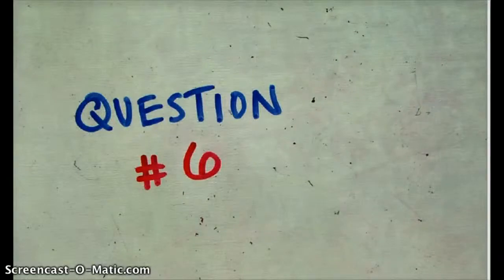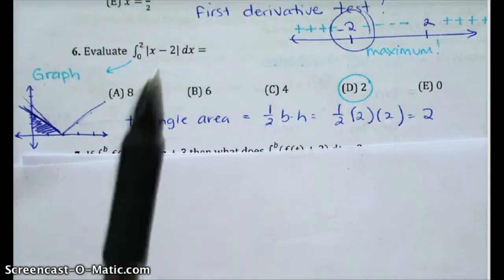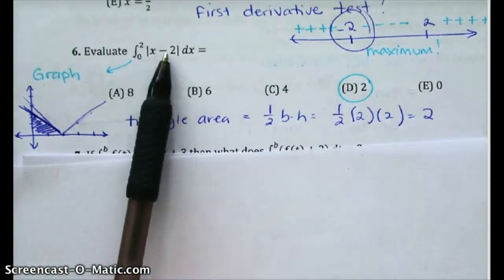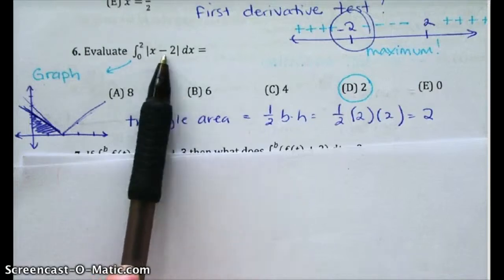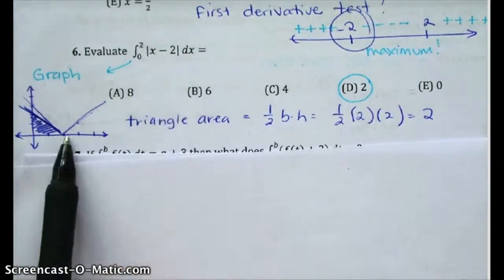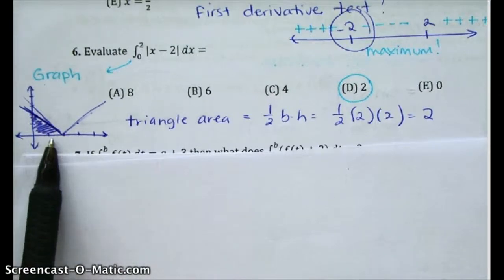Question number 6. In some ways, question 6 is really testing everything you learned before you got to calculus. In Algebra 2, you learned how to graph an absolute value function. This is a normal V-shaped absolute value function shifted to the right 2 units. There's my sketch.